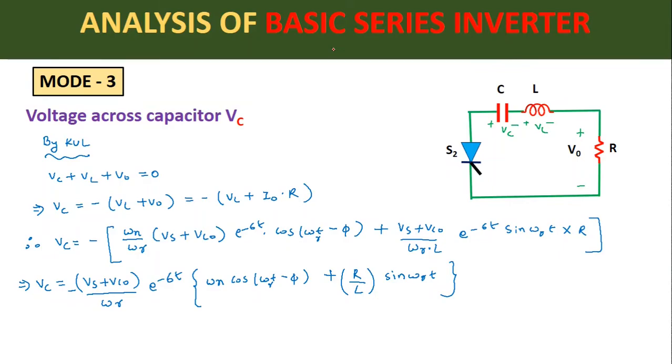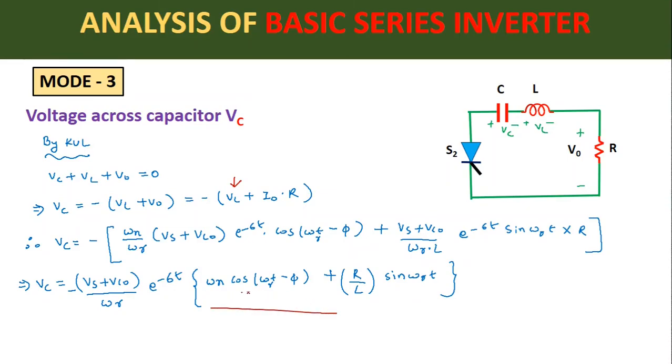Now we will find the voltage across the capacitor in the mode 3 operation. When we apply KVL in this loop we will get Vc plus VL plus V0 is equal to 0. From here we get Vc is equal to minus of (VL plus V0). Now we put the formula of V0, which is I0 into R. Then we put in the formula of VL which we have just derived, and we also put in the formula of I0 in this equation. So we will get this type of equation. Again we will take common (Vs plus Vco) divided by omega r into e to the power minus sigma t, so we get this equation.